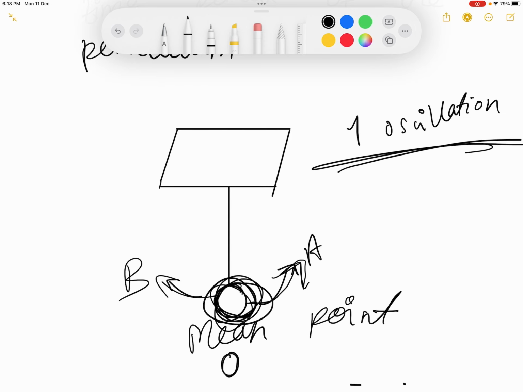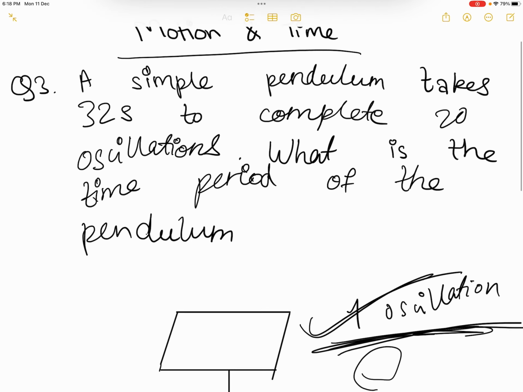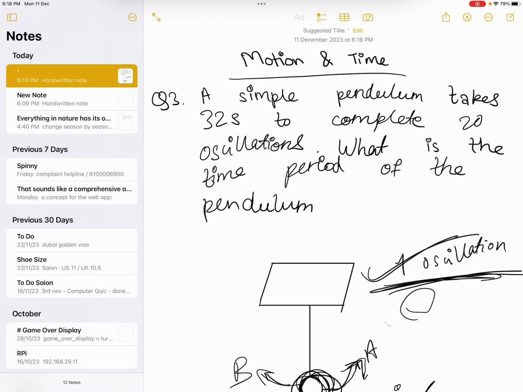If you did not understand, I would want you to go see my oscillatory and periodic motion difference video. So this is known as one oscillation, and what is time period? The time taken to complete one oscillation is known as time period. Got it? Crystal clear?